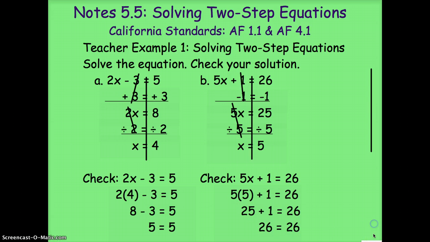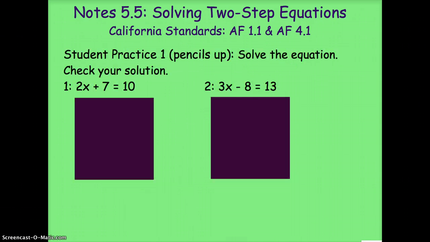Okay, go ahead and try some of these out on your own. Take a look at these two problems. Solve the equation. Make sure you also check your solution. Remember, on number 1, the first thing you see is addition, so you need to undo that addition. On problem 2, the first thing you see is subtraction, so you need to undo that subtraction. Okay, go ahead and get started.